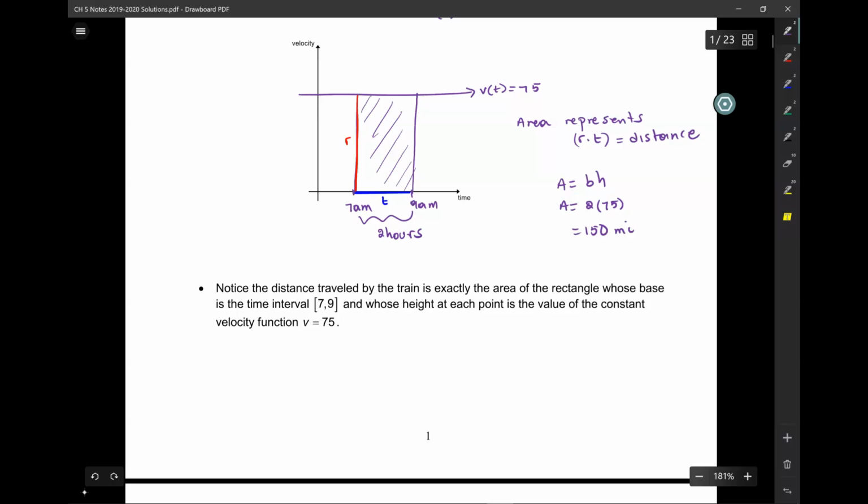So what conclusions are we going to make here? That the distance traveled by the train is exactly the area of the rectangle whose base is the time interval and whose height, this is the thing, the height at each point is the value of the constant velocity function.